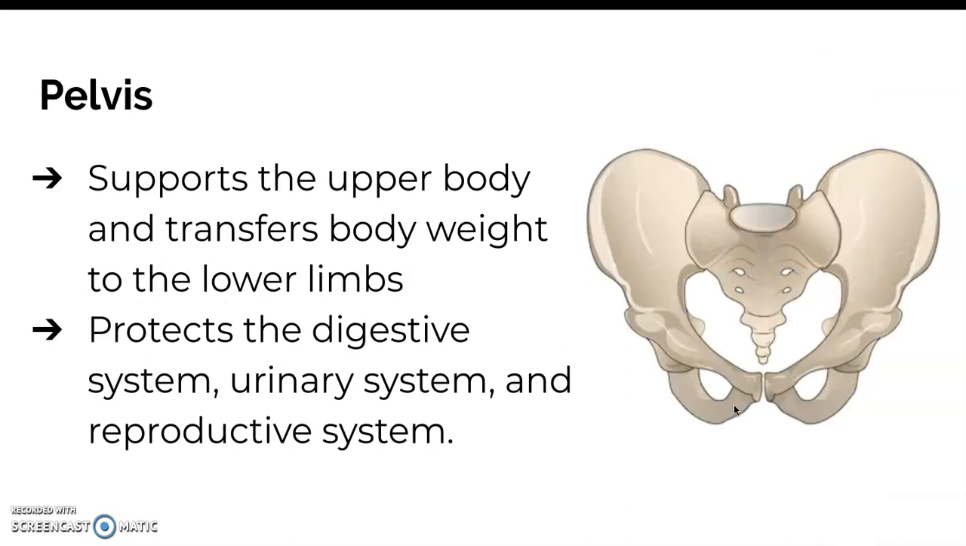The pelvis is where your hips are. It supports the upper body and transfers body weight to the lower limbs. It takes pressure off the top of the body, brings the weight down to your femurs, and keeps your body weight even. It also protects your digestive system, your urinary system, and your reproductive system, for both males and females. We'll go more in depth on this too, exactly what everything is. These back parts are your sacrum and your coccyx again.